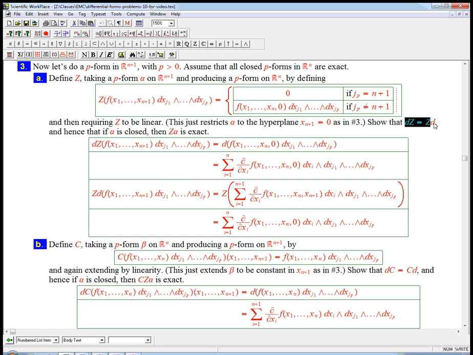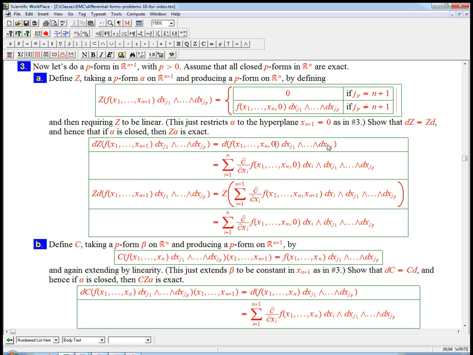The first thing is to show that Z and C commute with the D operator. Very, very basic kind of thing in this business. It's a very general thing. Those are just calculations. You just have to be careful about things like indices and the j's and the p's and the n's and where you're evaluating things. So DZ just means, okay, Z of a form, remember, that means just restrict to set x_(n+1) equals 0.